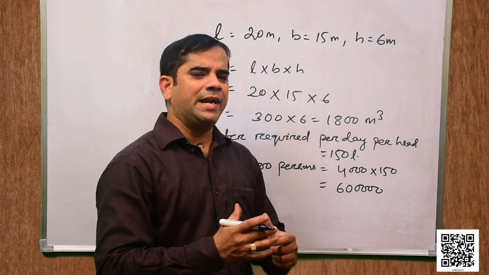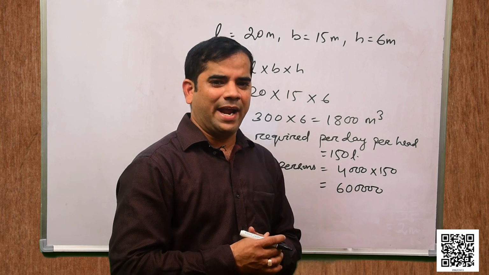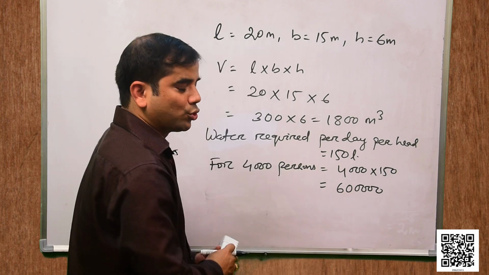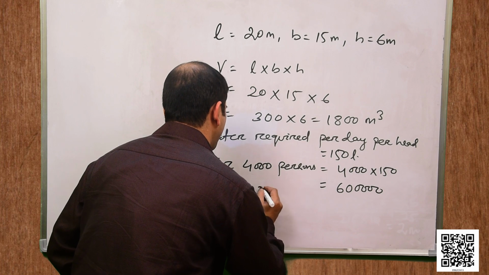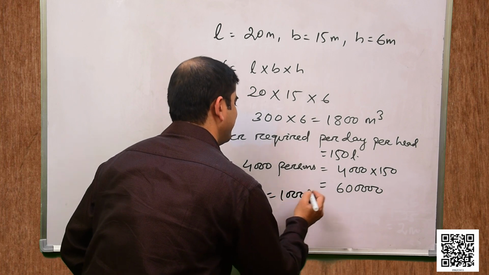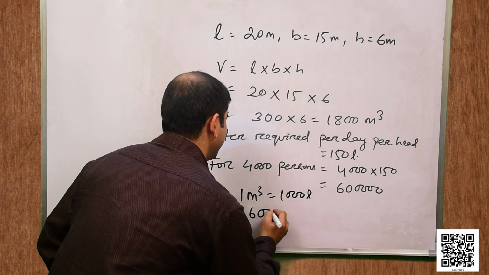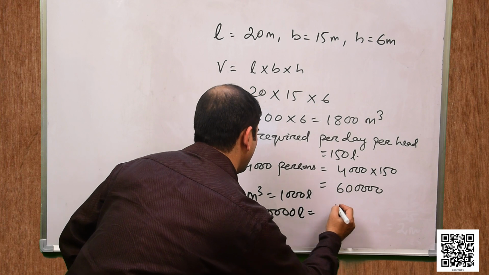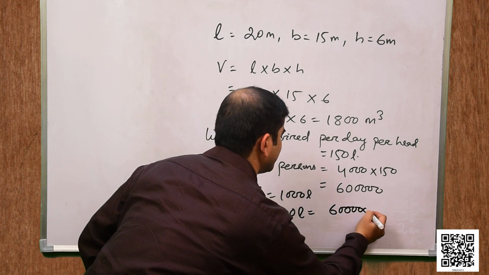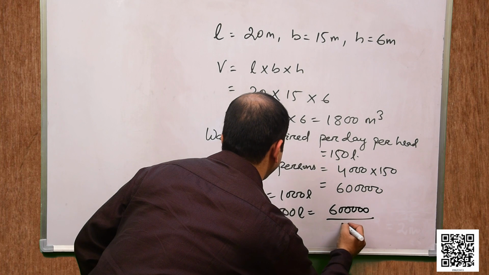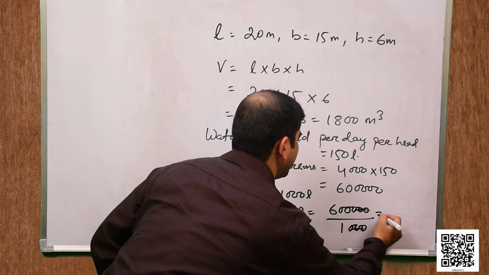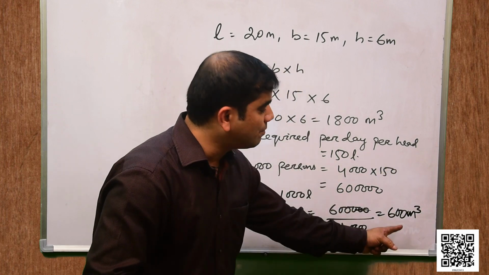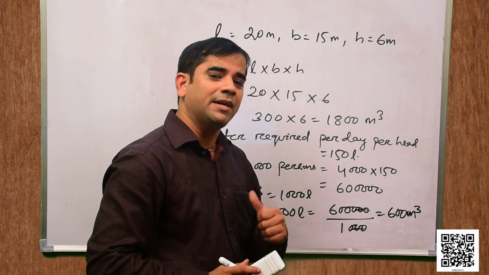Now we need to convert into the volume. So we know that 1 meter cube is equal to 1000 liter. That means 6 lakh liter divided by 1000 is 600 meter cube. So this is the volume of water required for 4,000 people.